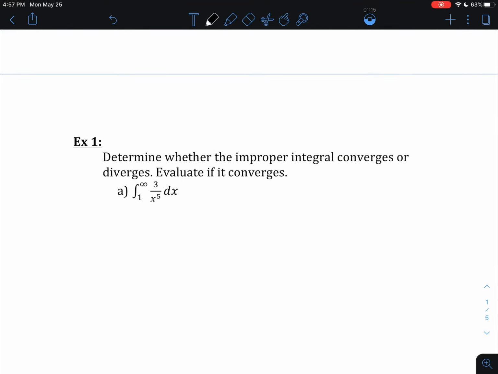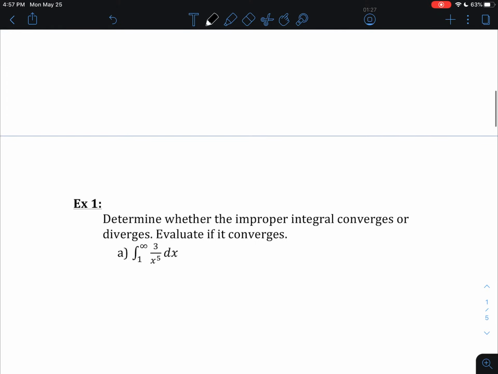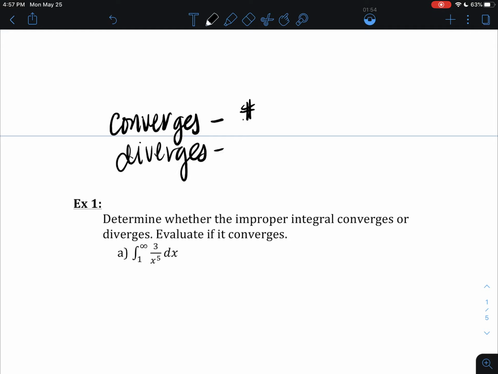Okay, so let's do example 1. It says, determine whether the improper integral converges or diverges and evaluate if it converges. So we're going to do the integral regardless. If it converges, then the answer is just a number, any number. If it diverges, then it goes to infinity.